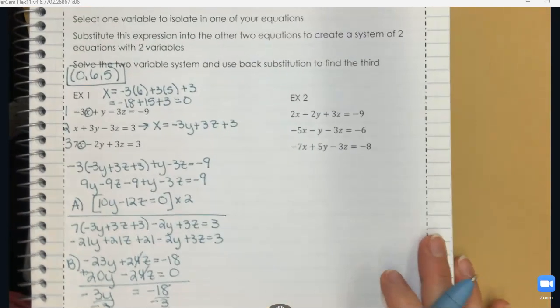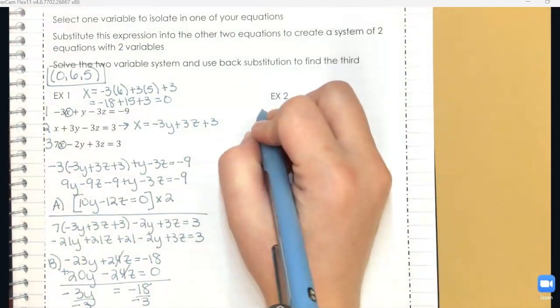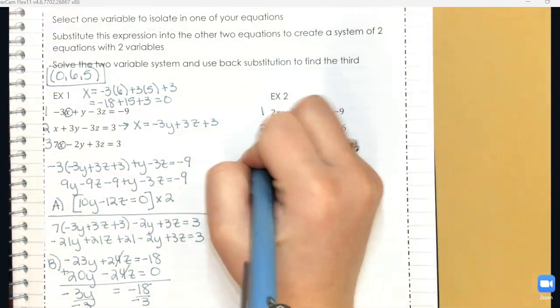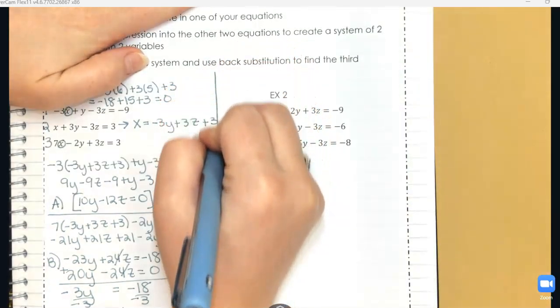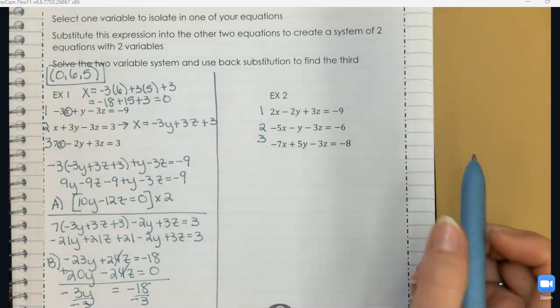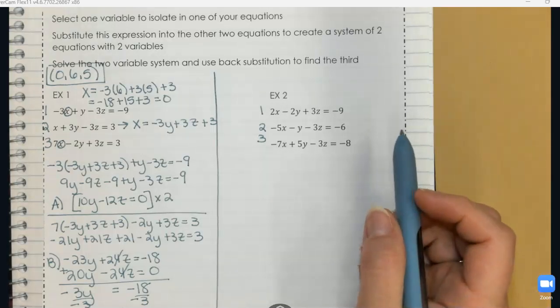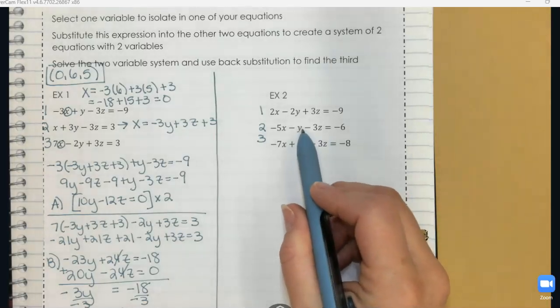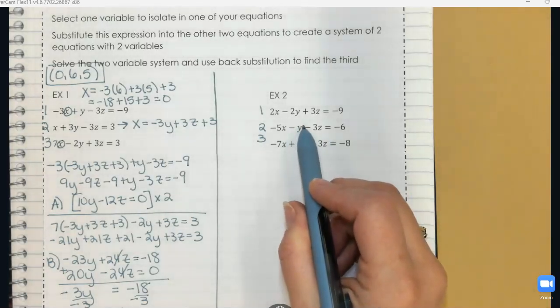Okay, let's do that once again. Looking at example 2, again, I'm going to number my equations so that we all know what we're looking at. And I'm going to go ahead and just draw a little line here to separate my work. Looking through here, I think equation 2 is going to be the easiest one to get a variable alone. And that variable I want to get alone is y because it has a coefficient of 1.